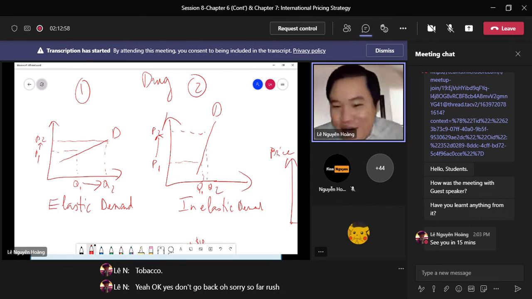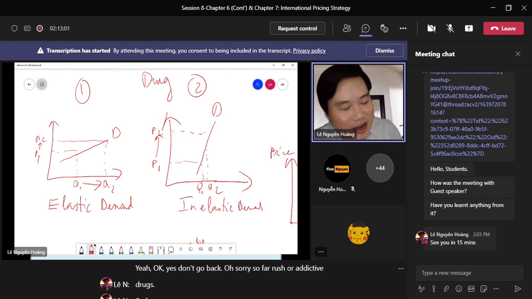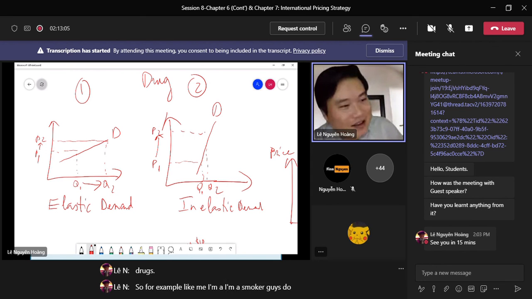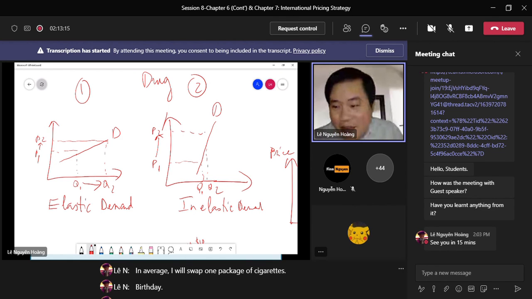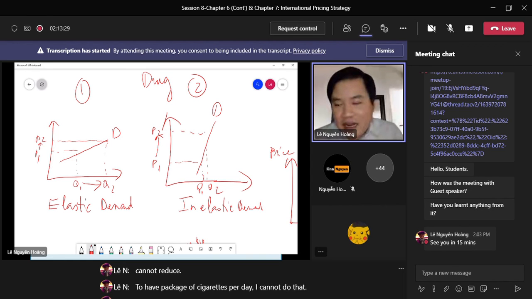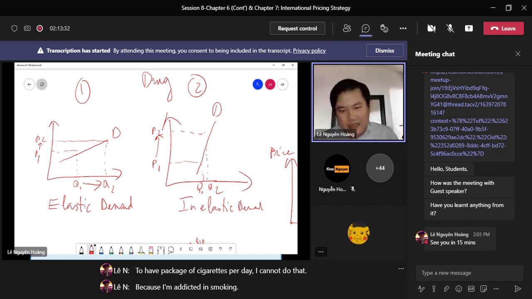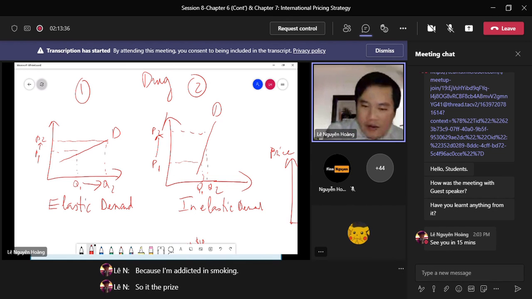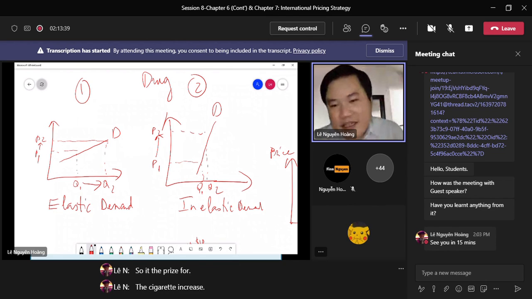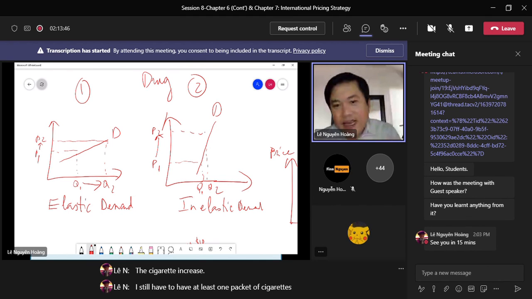Addictive products. So, for example, like me, I'm a smoker, guys. Do you know that? On average, I will smoke 1 package of cigarettes per day. So it's my internal demand. I cannot reduce to half a package of cigarettes per day, because I'm addicted to smoking. So if the price for cigarettes increases, I still have to have at least 1 package per day. I cannot change my habit.